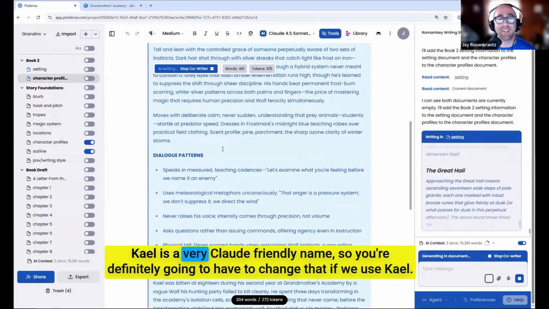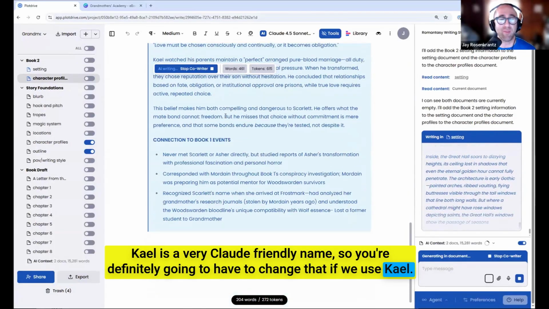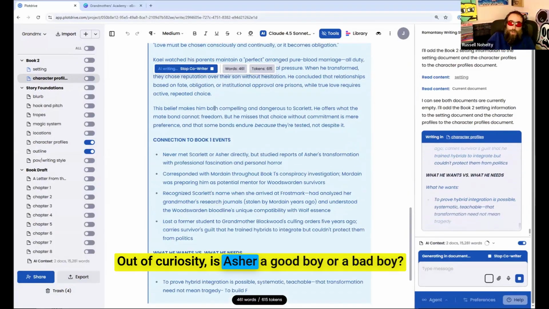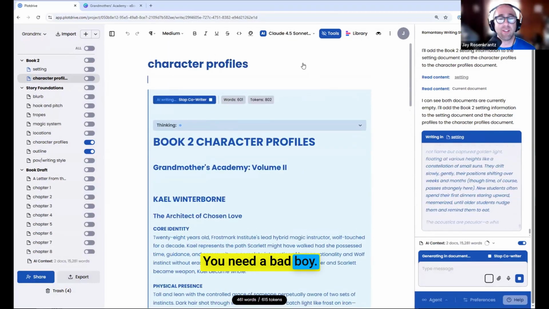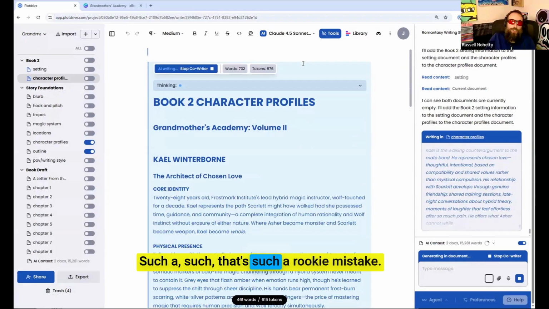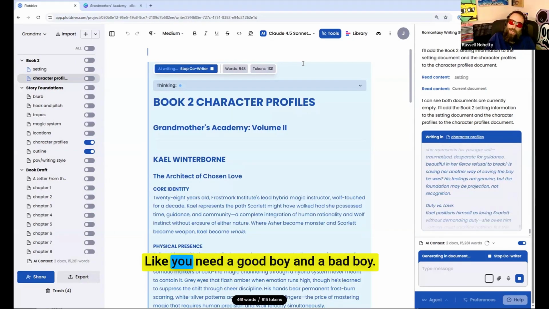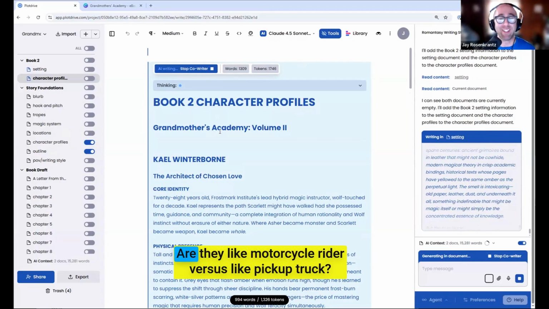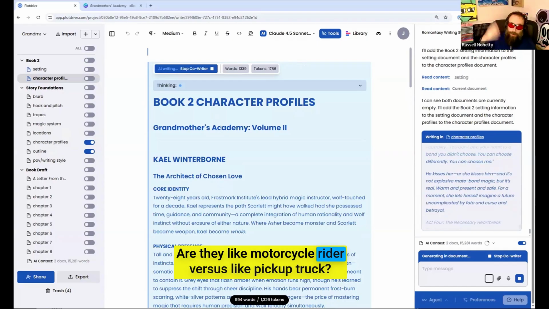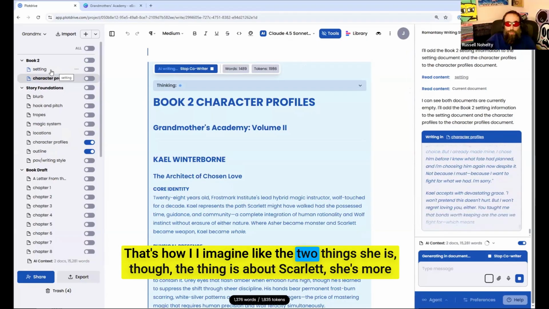Kale is a very Claude-friendly name, so I'm definitely going to have to change that if we use Kale. Out of curiosity, is Asher a good boy or a bad boy? He's a good boy. You need a bad boy. That's such a rookie mistake writing romance, especially this kind of romance. You need a good boy and a bad boy. Like, he's a motorcycle rider versus a pickup truck? Yeah, that's how I imagine the two.